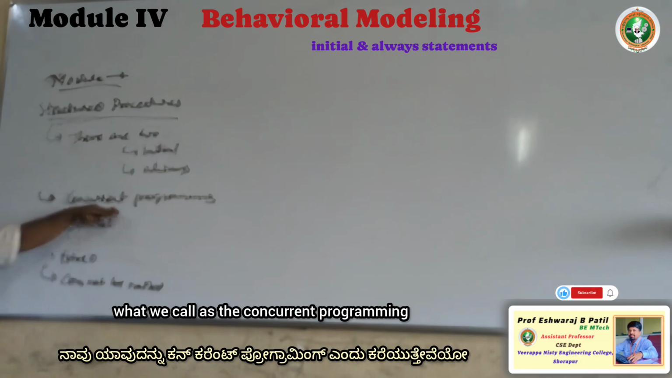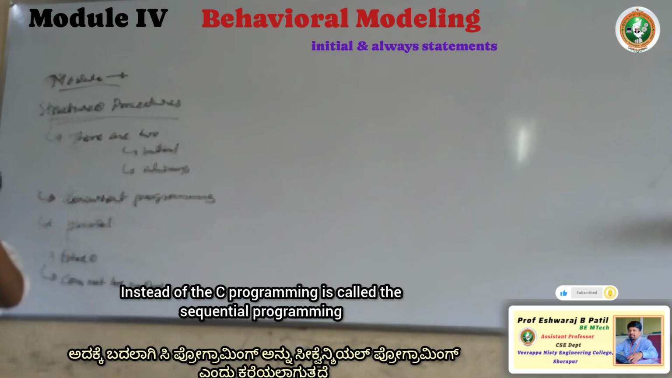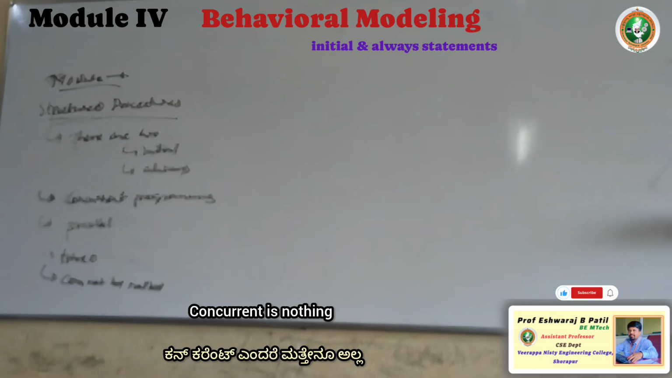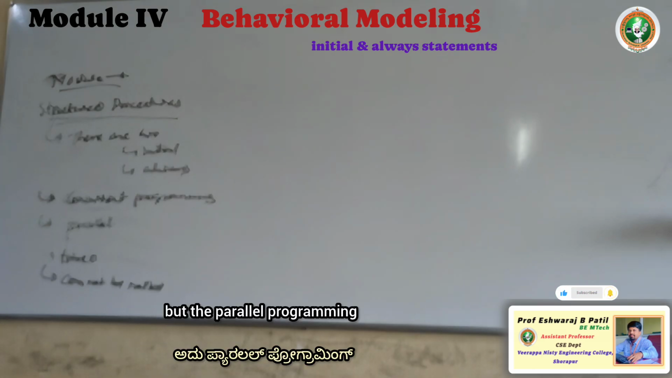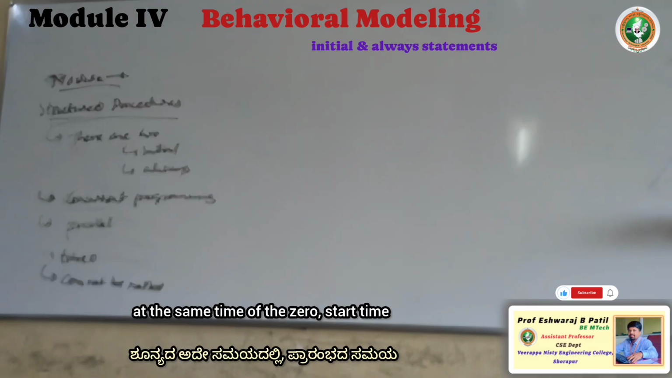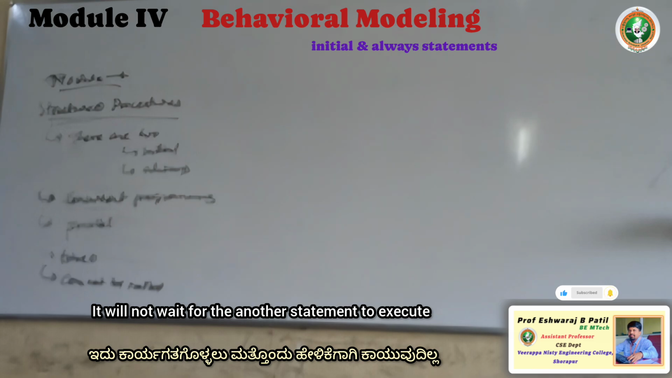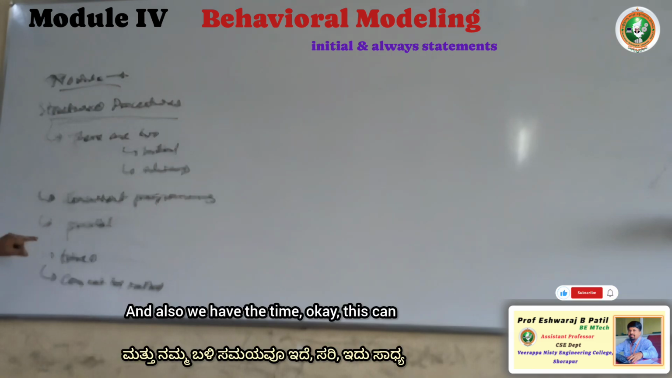This is what we call concurrent programming, instead of C programming, which is sequential programming. Our Verilog model is concurrent programming. Concurrent is nothing but parallel programming. In parallel programming, at the same zero start time, the main statements execute in parallel. They will not wait for another statement to execute.